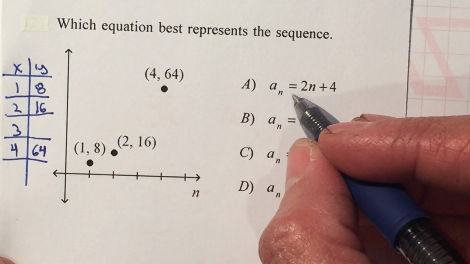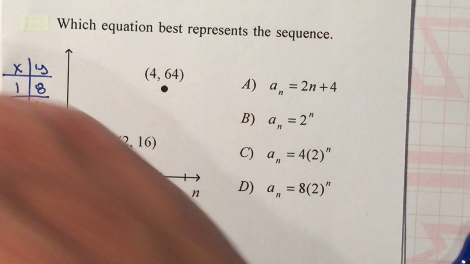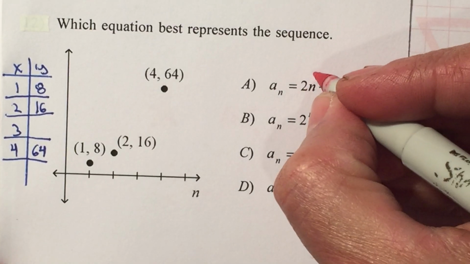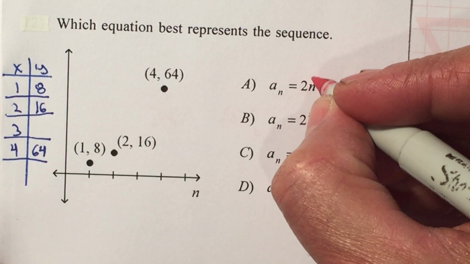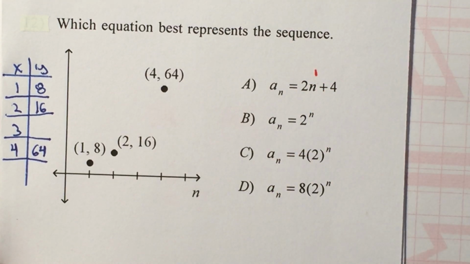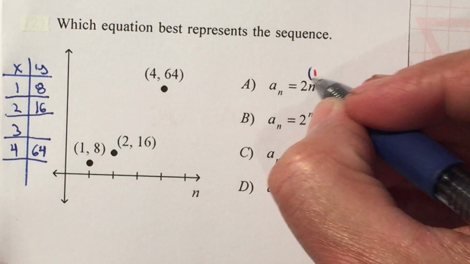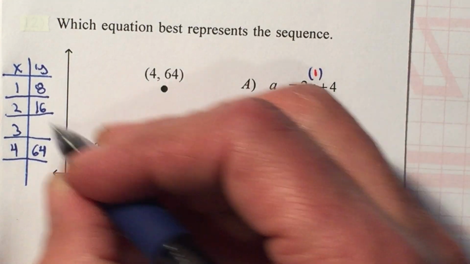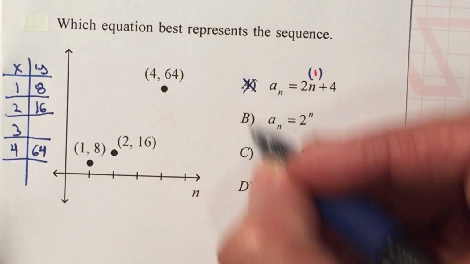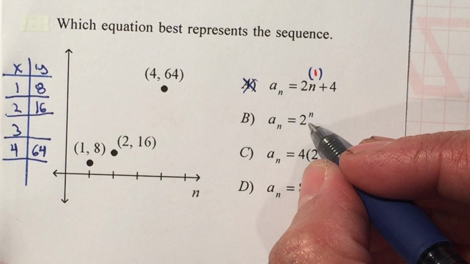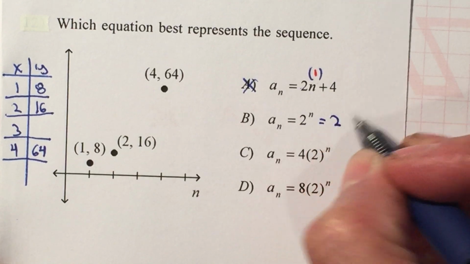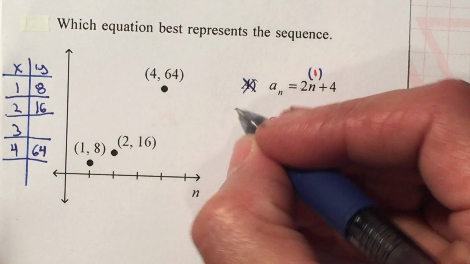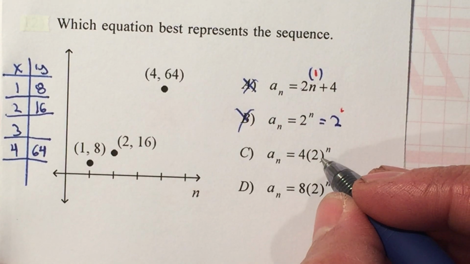So you need to be able to figure out, if you plug in a 1 into this equation, you should end up with an 8. So let's try. Plug in a 1. So if you plug in a 1, that gives you 2 times 1 is 2 plus 4. Will it give you 8? No. Let's plug in a 1 in here. 2 to the first power. Will it give you 8? No.